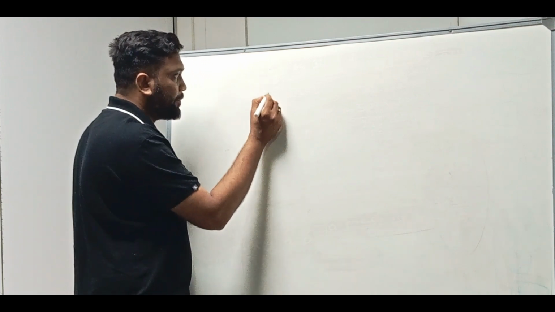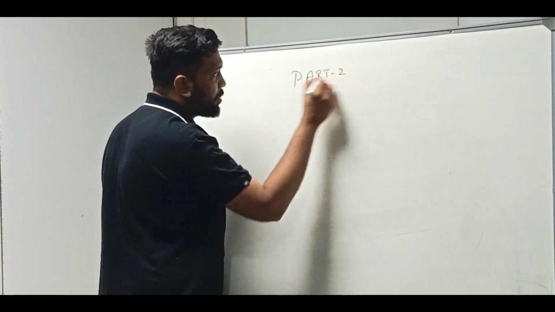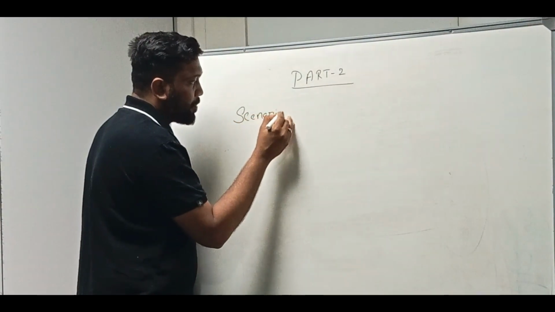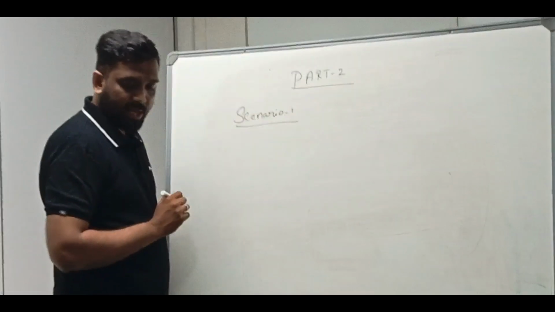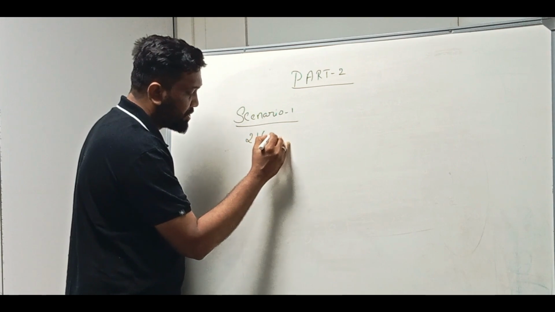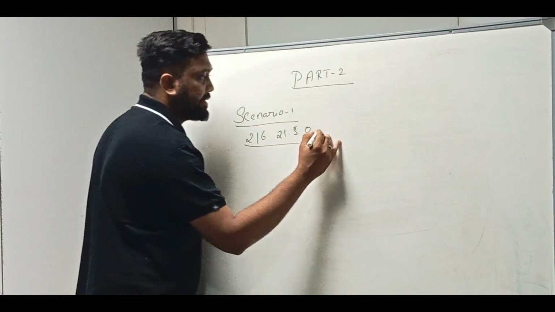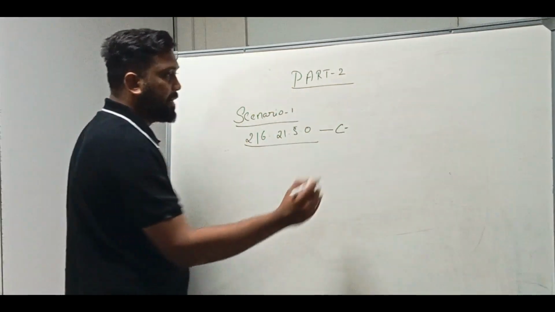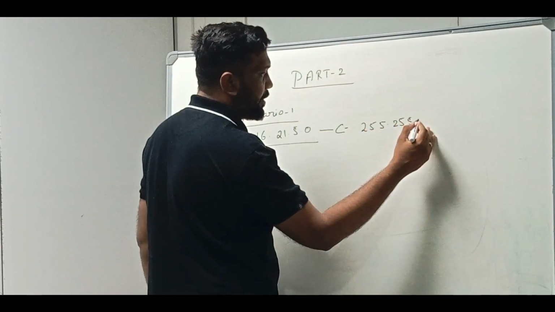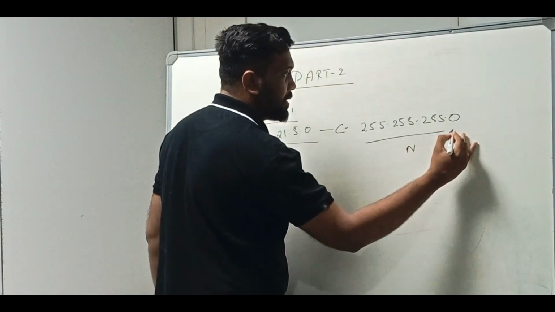Okay, let us take a scenario. Part 2, scenario 1. Let us take a public IP address 216.21.5.0, which is a class C address. By default, the subnet mask, as we all know, is 255.255.255.0. These three octets are the network part. This is the host part.